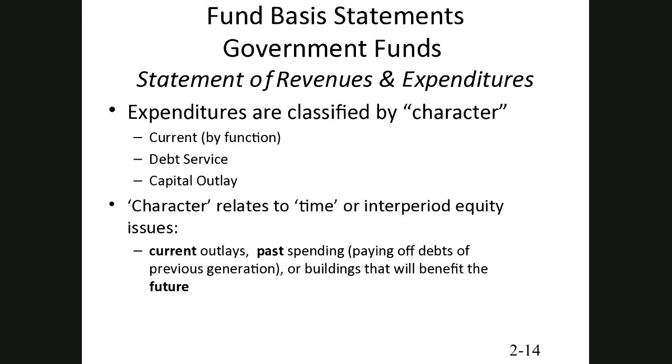So that report, some of the parameters around it. Expenditures are classified by character, and character relates to the time related to those outlays. So you have current outlays that are shown by function, which might be general government, could be public safety. You have some discretion on how you classify those current expenditures. You have also debt service, and you have capital outlay.